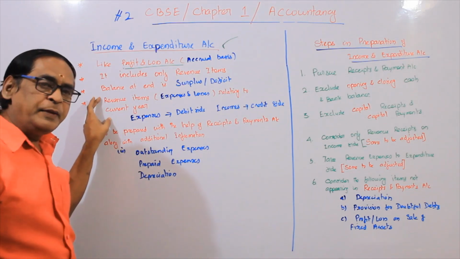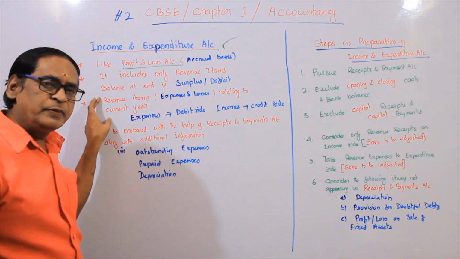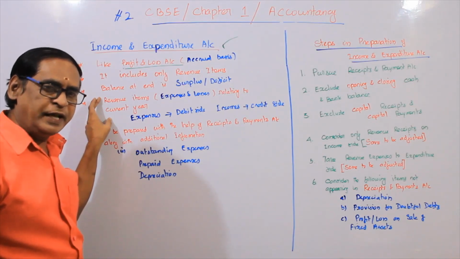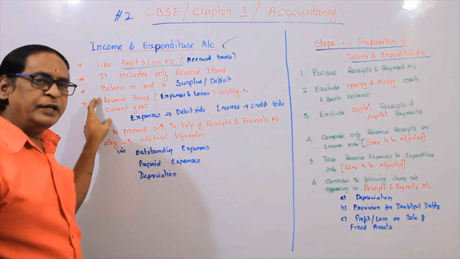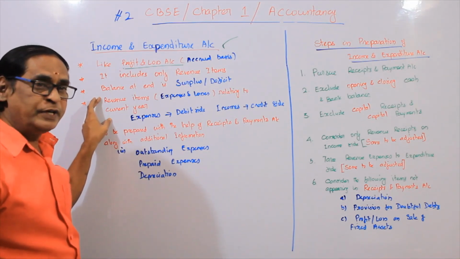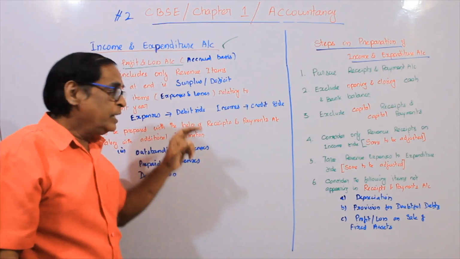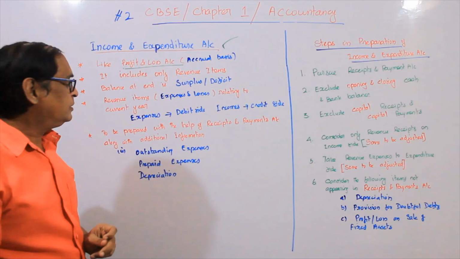So it is a type of nominal account. According to the nominal account rule, debit all expenses and losses, credit all incomes and gains. So here the debit side contains all expenditure, revenue expenditure. The credit side contains only revenue receipts.